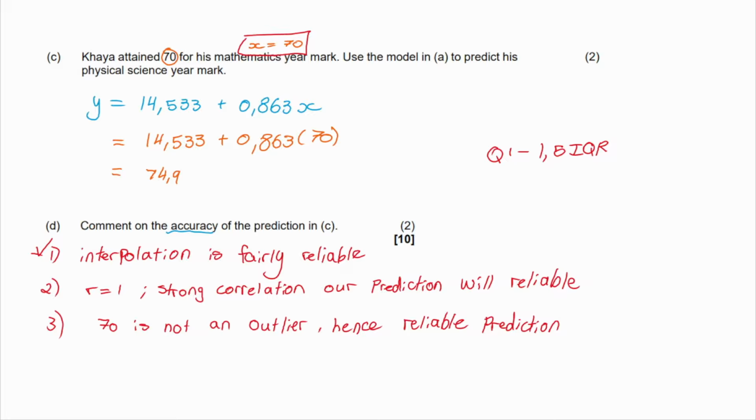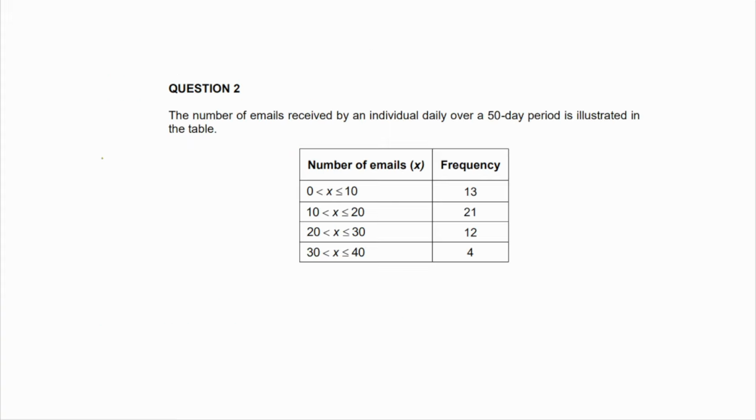Okay, then let us move on. So that was the first question. Not too bad, bit of stats. Now let's look at question 2. The number of emails received by an individual daily over a 50-day period is illustrated in the table below. So this is important, a 50-day period. Here we have the number of emails in this column. It's between 0 and 10 and the frequency is 13.